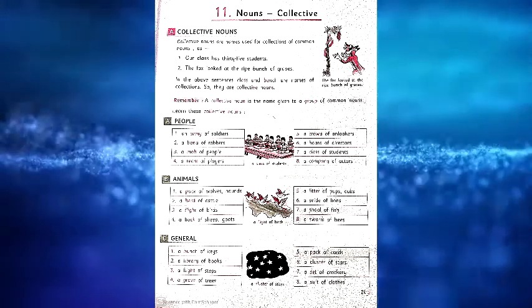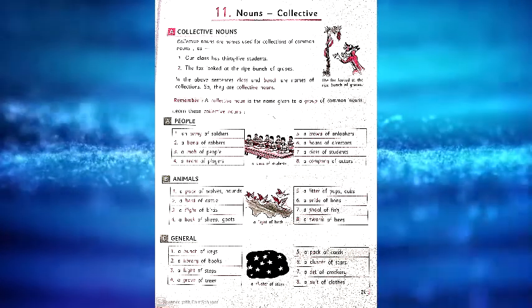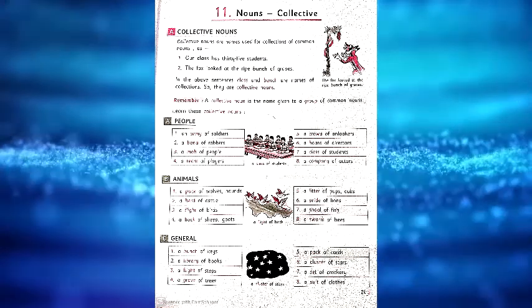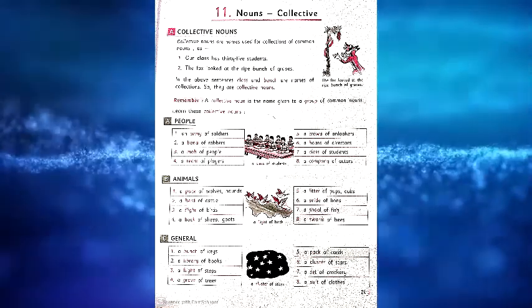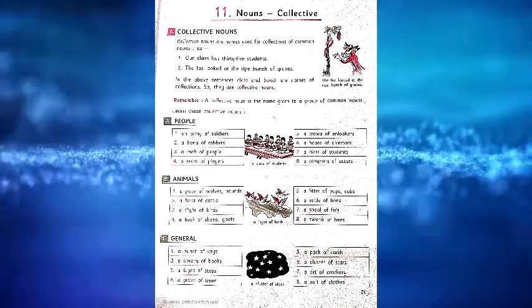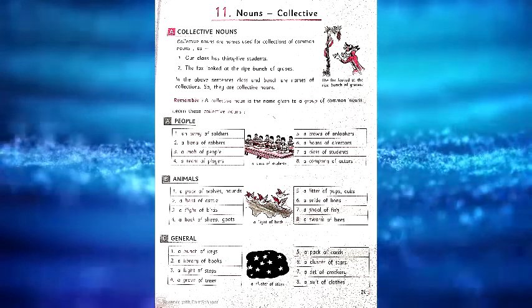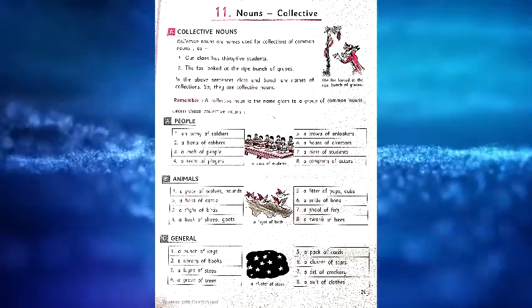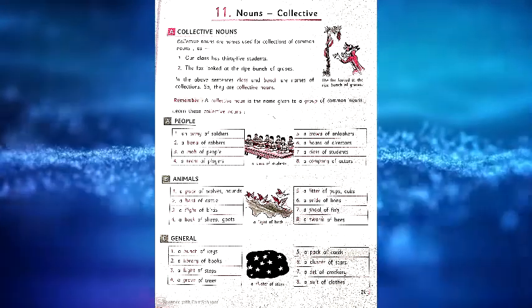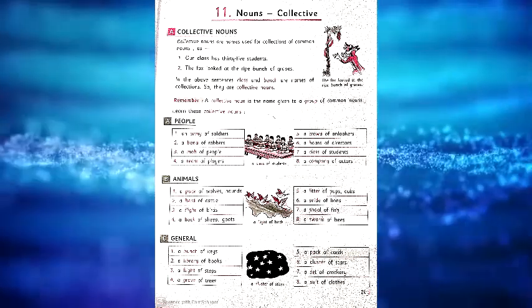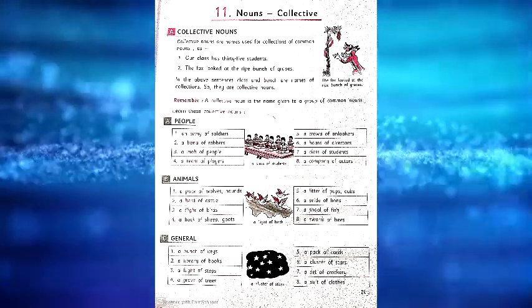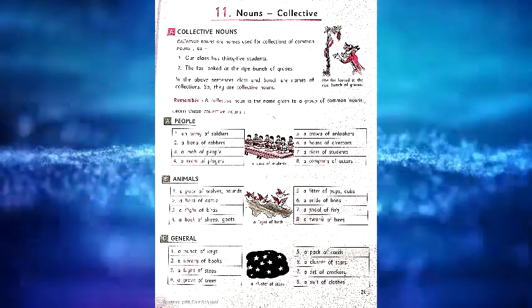And in the general case, what we can see as collective nouns: a bunch of keys, a library of books, a flight of steps, a grove of trees, a pack of cards, a cluster of stars, a set of crockery, a suit of clothes. These are all collective nouns, collection of common nouns. These are all in the case of people, animals, and the general case. These are all the collection of common nouns. So all are considered as collective nouns.